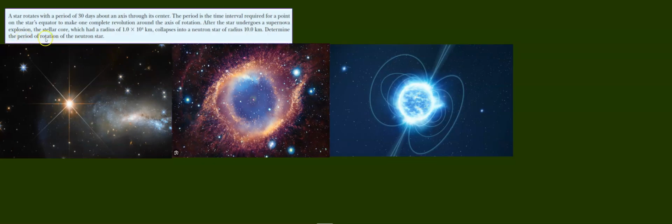And they want us to find the period of rotation of this neutron star. So initially, the idea will be that the system is isolated. No external torque acts on the star. So the angular momentum initial has to be equal to the angular momentum final. We're going to assume, yes, the explosion and everything, but we're going to assume there is no loss of mass. It's a big assumption, but it's a good estimate.